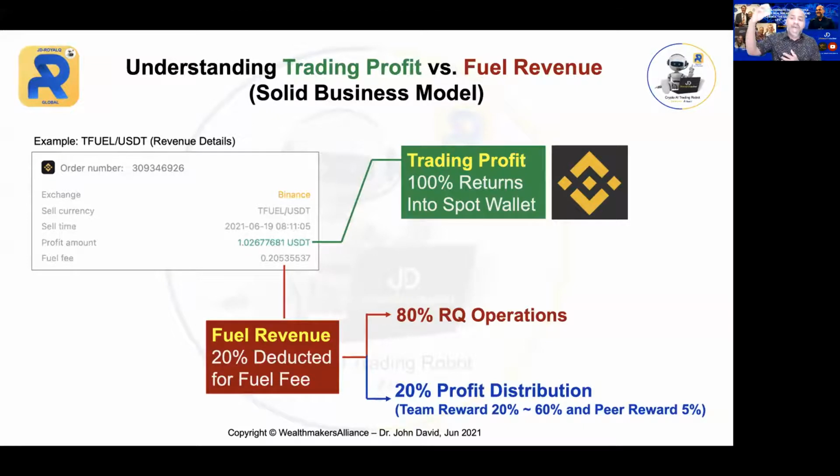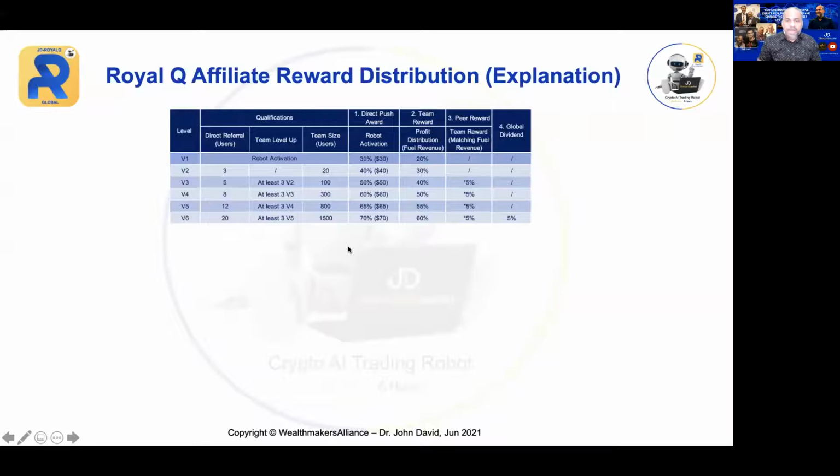Now, if you look at other platforms or other robots, the robot will actually take from your profit. For example, even with Forex copy trading, it will be like 30/70 or 40/60 from your profit. But this is not touching your profit at all, because your profit 100% goes back into the spot wallet. Right now, let's look into it one by one, because I'm going to break these things down so that you can clearly understand how this works.